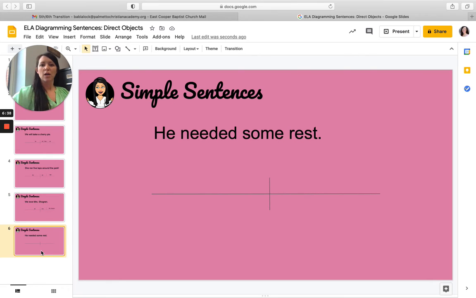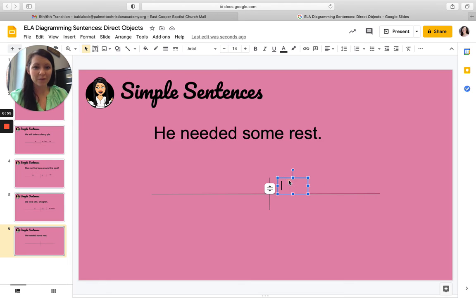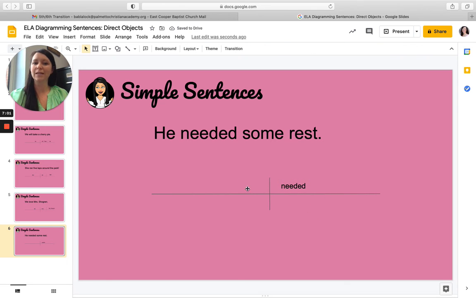Last one. He needed some rest. All right, let's go verbs first. Let's try that strategy. If you can't find that simple subject first, try simple predicate first. So find the first verb in the sentence. Okay. What is your first verb? Needed. It's a past tense verb. Who or what needed? It's one word. He.